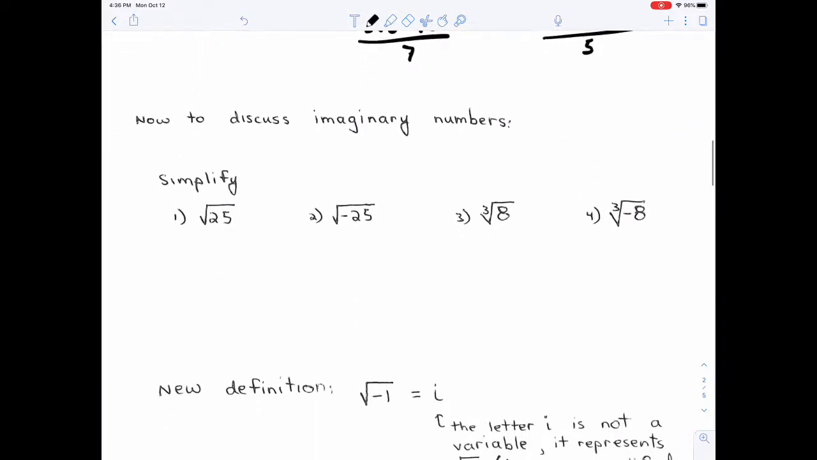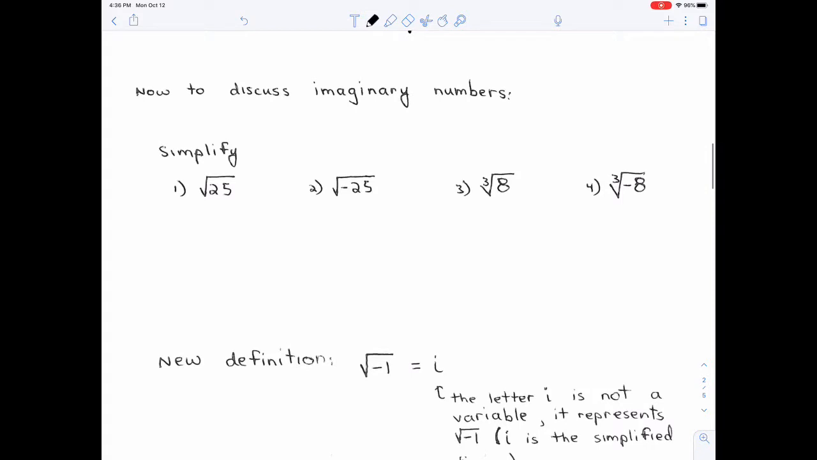Okay, here we go. What are imaginary numbers? Let's take these roots. What number times itself will give you 25? 5, period. Remember, nothing else. What number times itself will give you negative 25? So far, nothing. You can't do it. We'll change that in about 3 minutes. What times itself 3 times gives you 8? 2. What times itself 3 times gives you negative 8? Negative 2. So the only thing you couldn't do is if it was an even index: a square root, fourth root, sixth root, et cetera, of a negative.